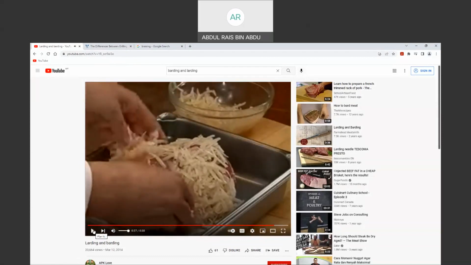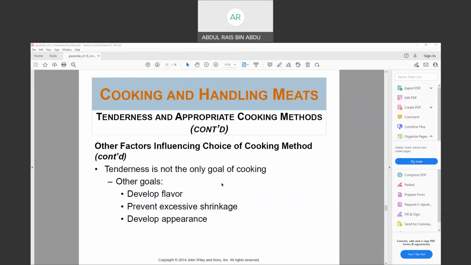Okay. So the purpose for fat to be coated around the lean meat or inside the lean meat is to maintain the moisture lah. Okay. Because kalau termasak, moisture dia hilang, that tender part of the meat akan jadi liat lah. Alright. Next. Alright. And this is not the only goal of cooking. Okay. The other goal when you cook beef is number one, to develop flavor.